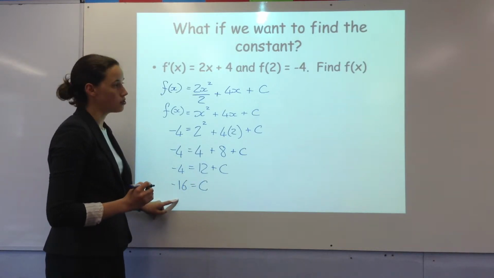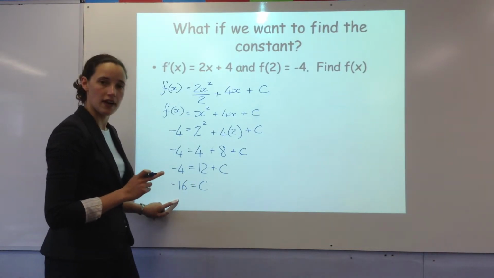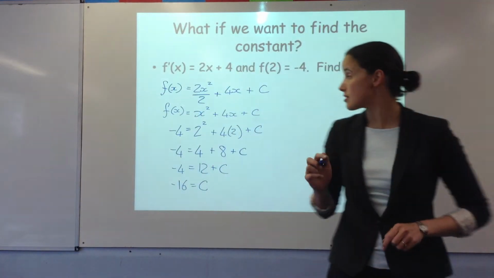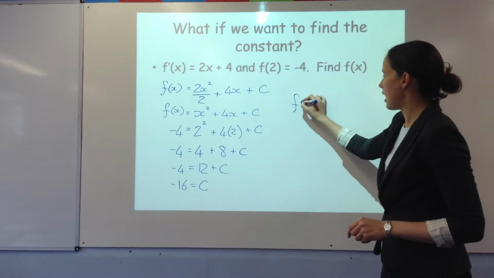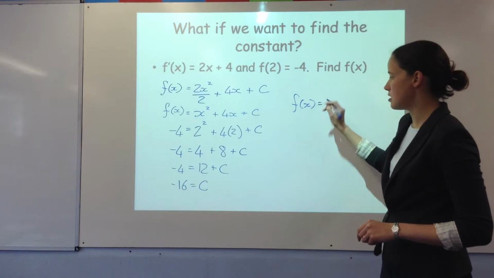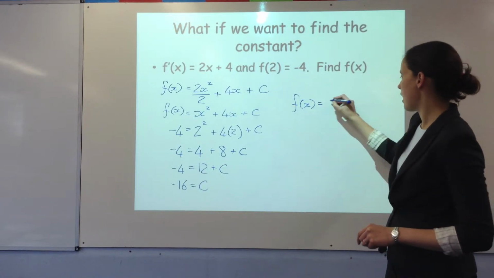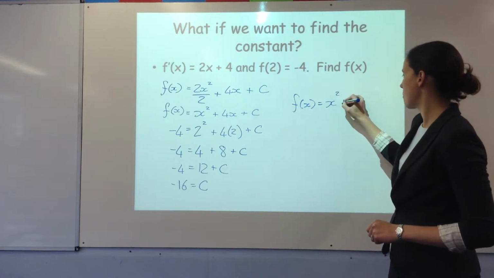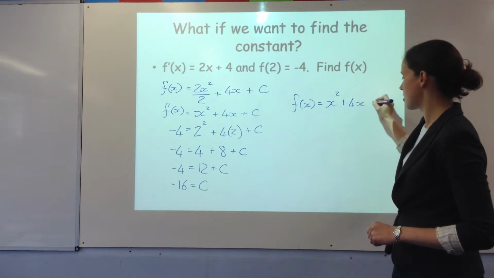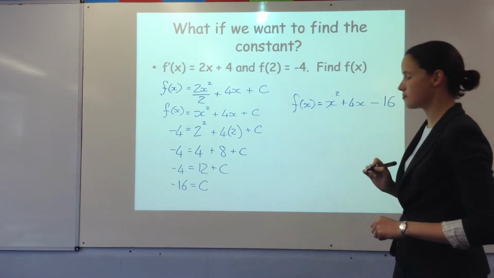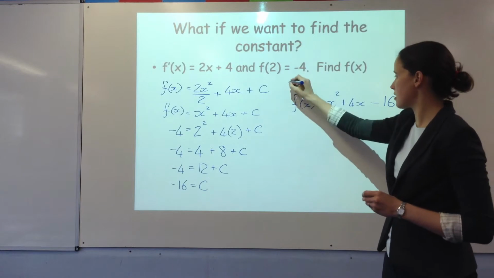And just like before, it's asked us to find out what f of x is. So we need to write that all out. F of x is equal to x squared plus 4x minus 16. And that's our final answer.